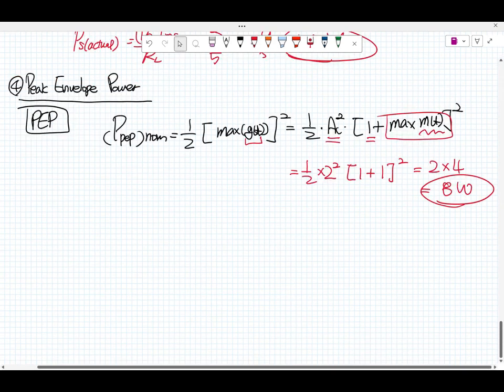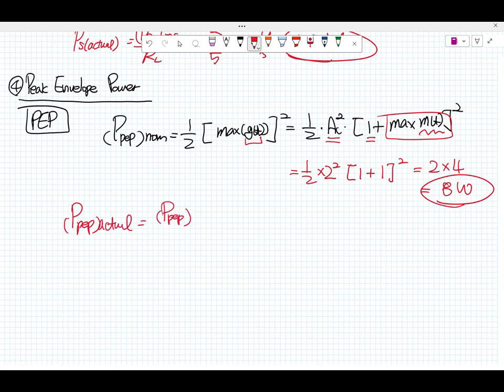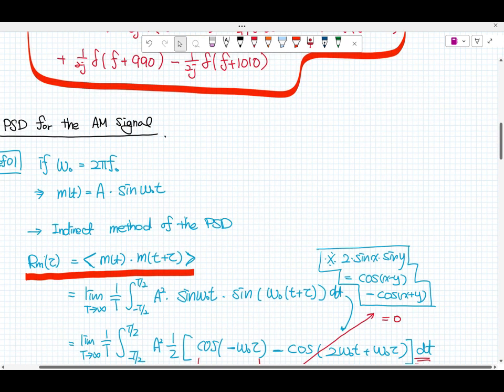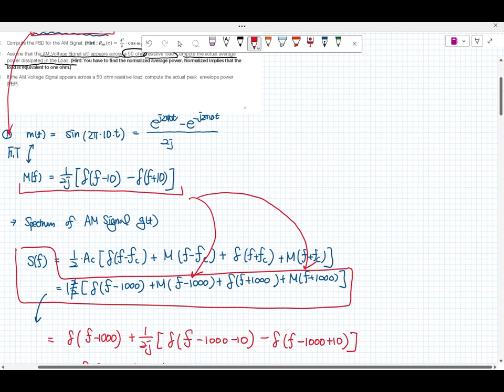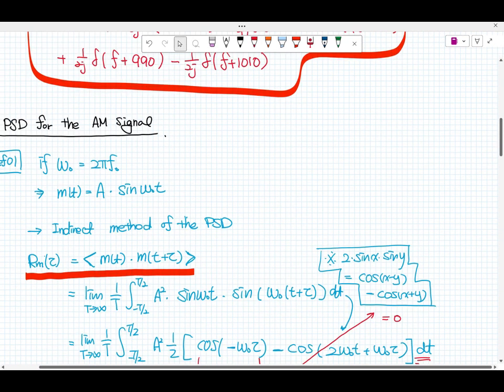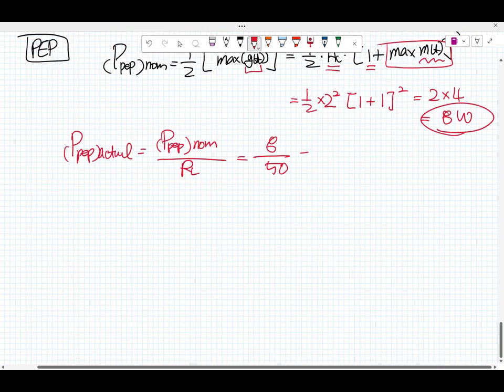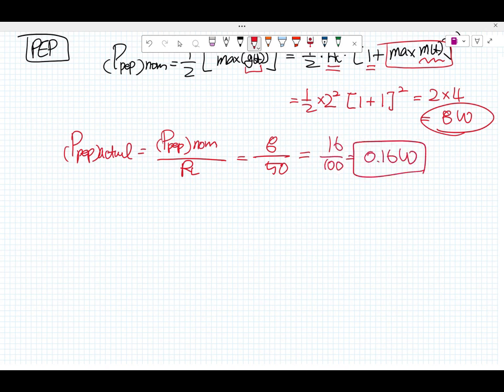Okay. So P sub PEP, the actual value, is divided by R sub L. The question says 5 ohm, right? Sorry, 50 ohm. Let me go back to the question. Not 5 ohm, it is 50 ohm right there. So 50 ohm, the 8 watt. That was what? 100. So that is the answer for the actual peak envelope power. Okay. All right. Thank you.